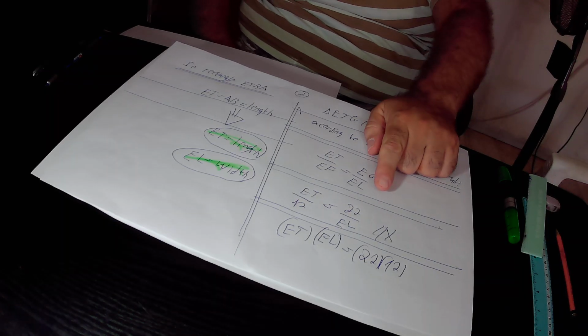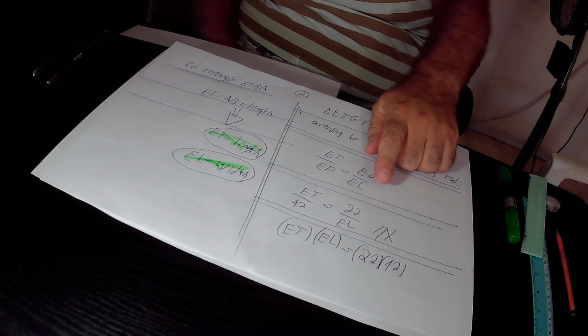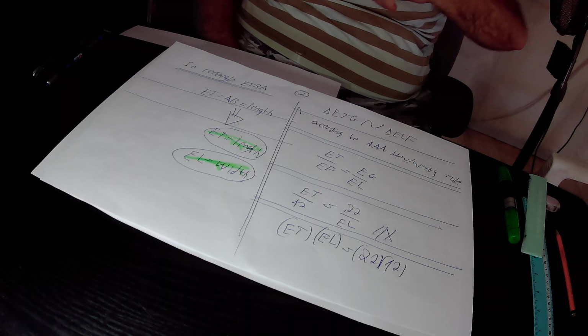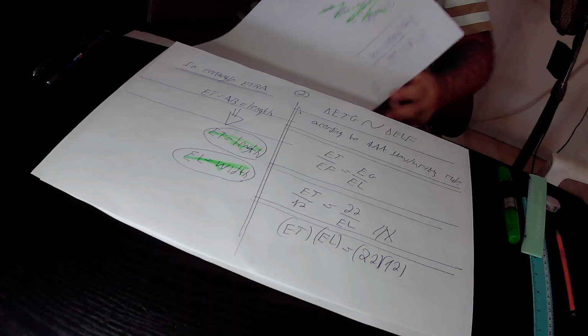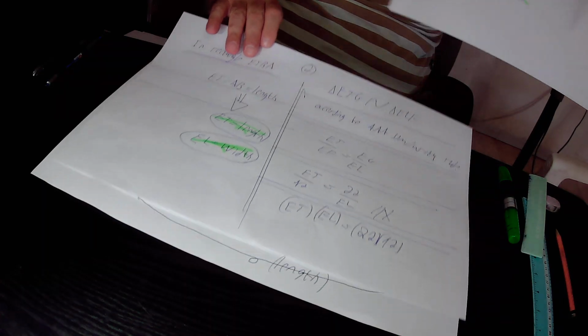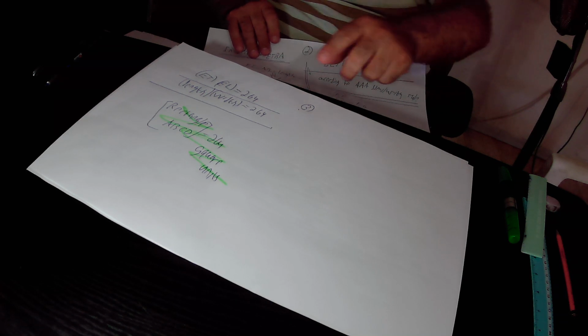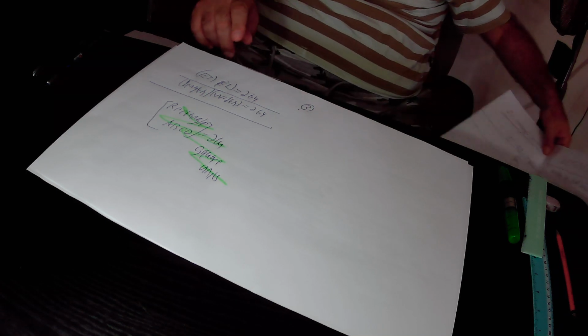So here we cross multiply this equation and finally find out that ET times EL equals 22 times 12. 22 times 12 is 264. So in total we found out that ET times EL equals 264.